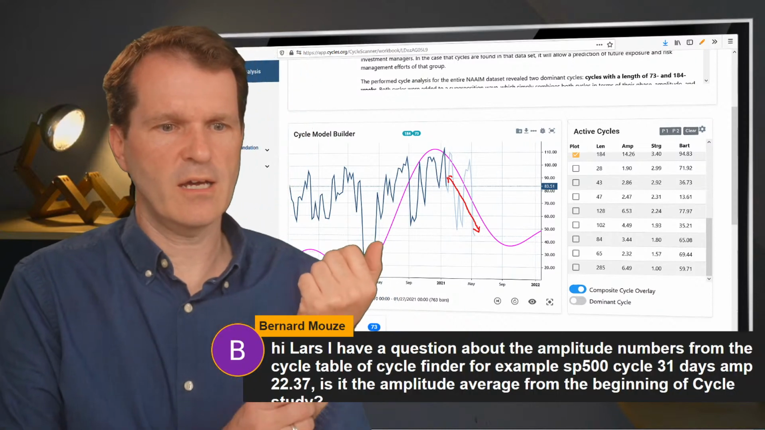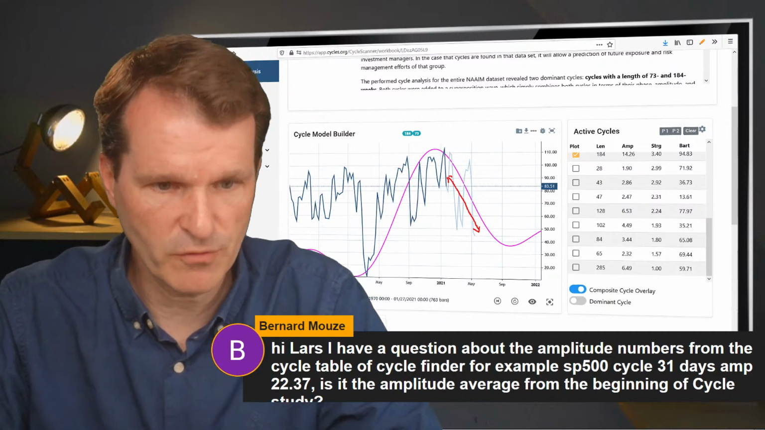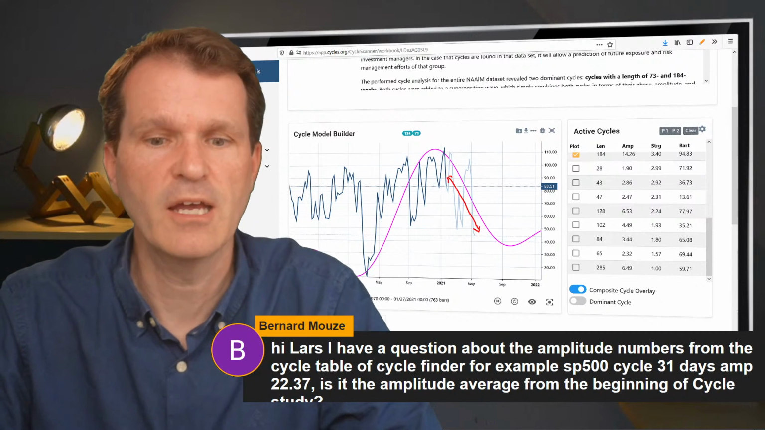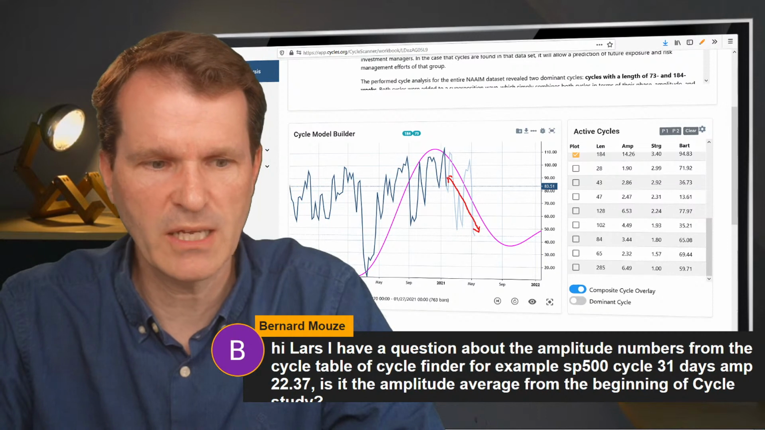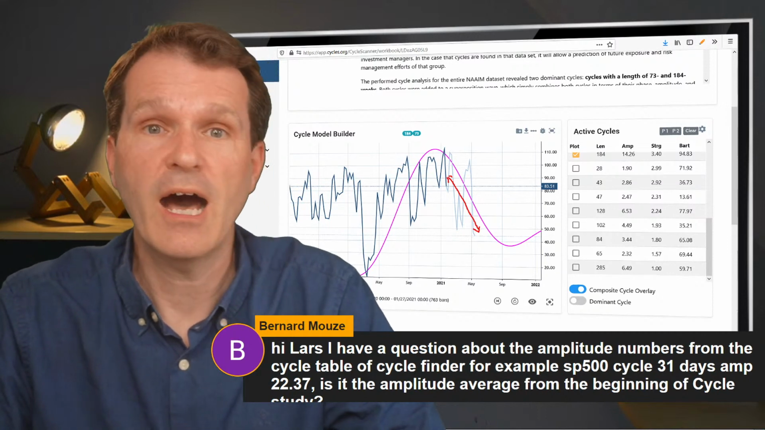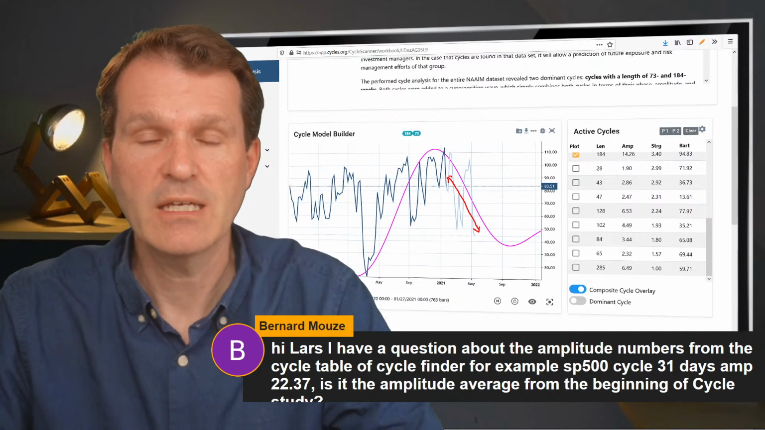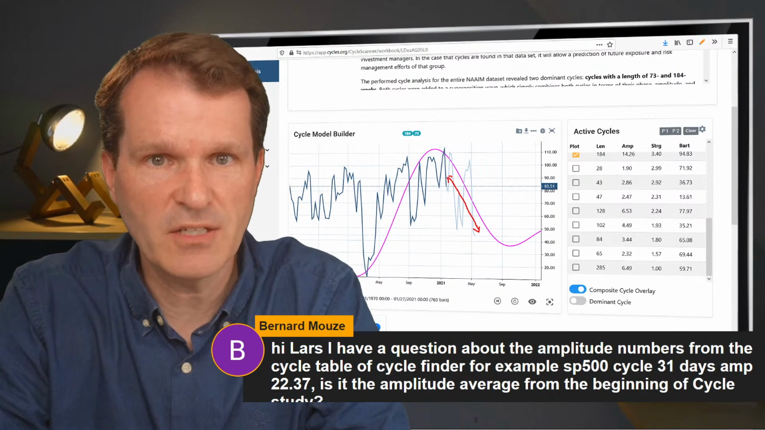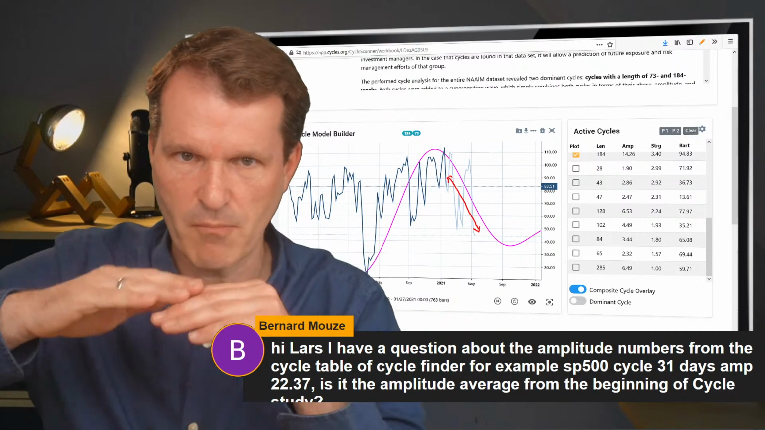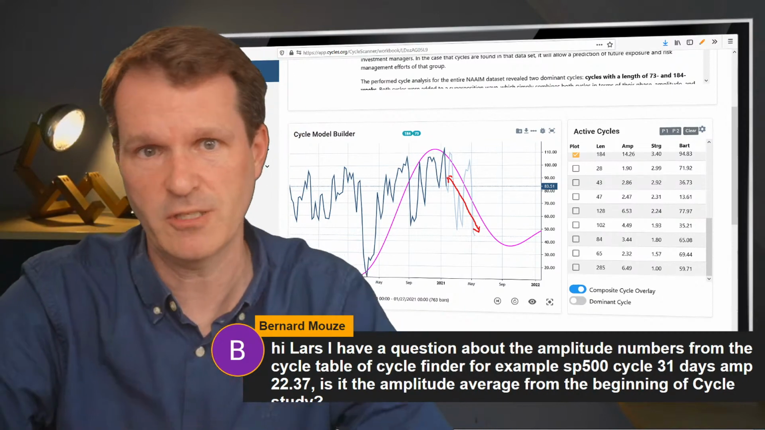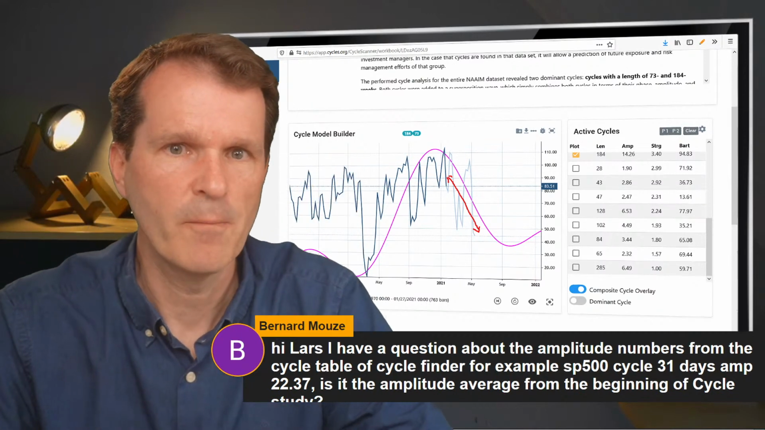Okay, so Bernard, I have a question about the amplitude numbers from the cycle table of the cycle fund. For example, S&P 500 cycle, 31 days, amplitude 22. Is the amplitude average from the beginning of cycle study? Yes, exactly. So the amplitude which is shown in the table is the average amplitude in the in-sample period of this data set. So the amplitude for sure does not mean it's constant. So there might be times when you have a higher amplitude and there might be times with a lower amplitude, but this is the average amplitude of the in-sample period.